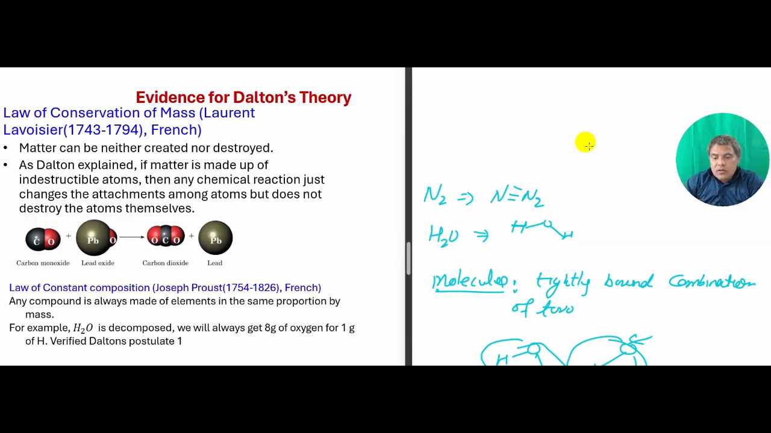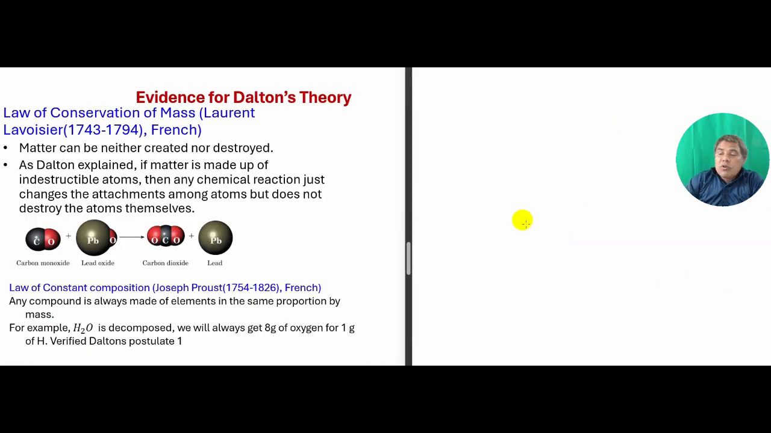Now, what was the evidence for Dalton's theory? Dalton gave the theory, but what is the evidence? So there was another law, which is the law of conservation of mass.